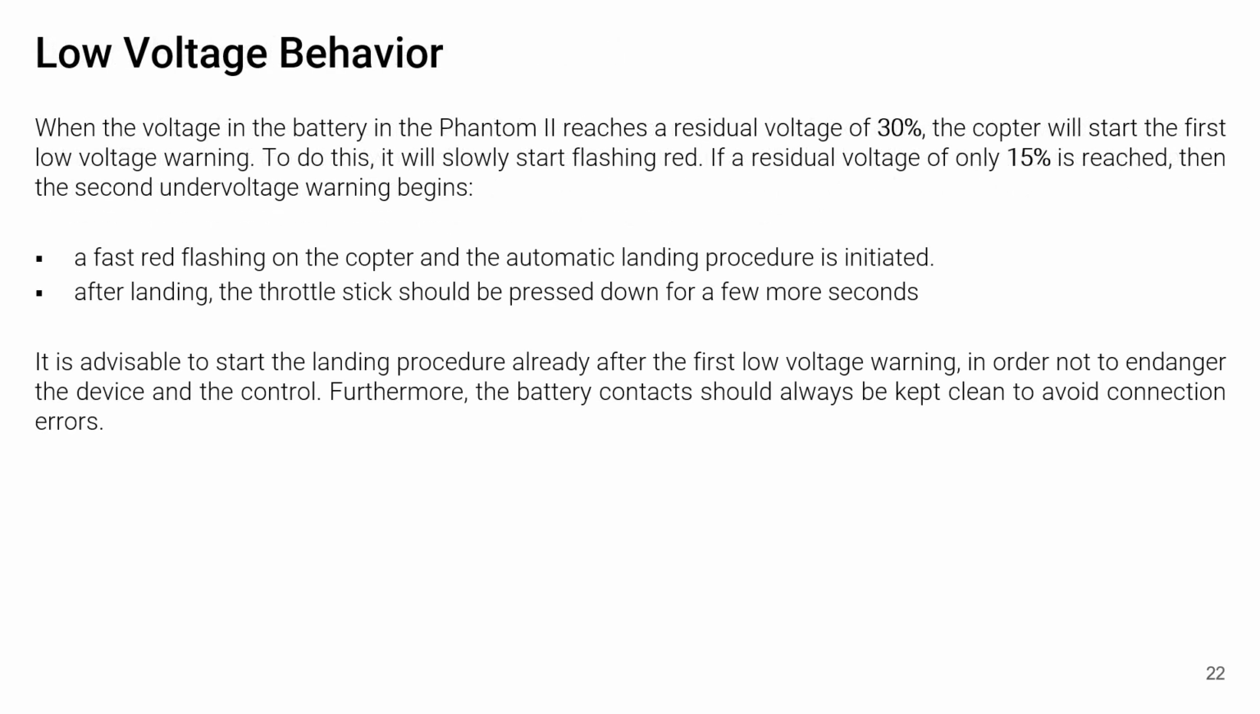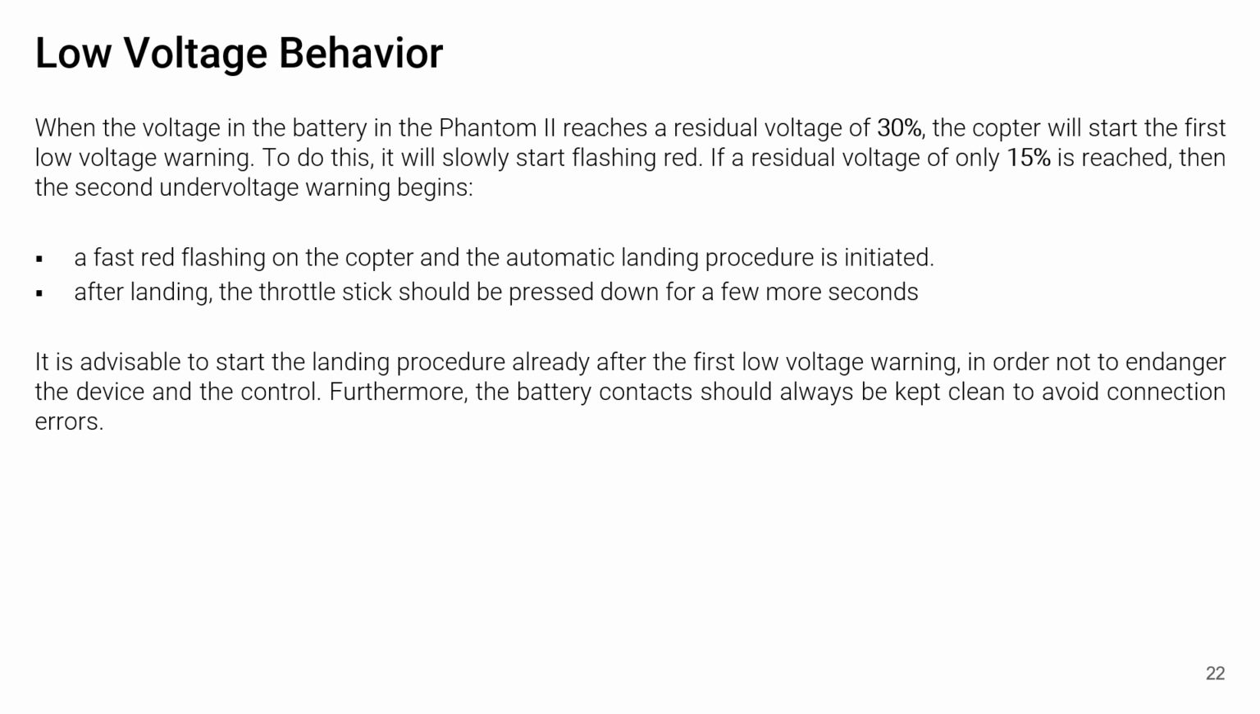When the voltage in the battery in the Phantom II reaches a residual voltage of 30%, the copter will start the first low voltage warning. For this purpose, it slowly starts flashing red. If a residual voltage of only 15% is reached, then the second undervoltage warning begins: a fast red blinking on the multicopter, and the automatic landing procedure is initiated.